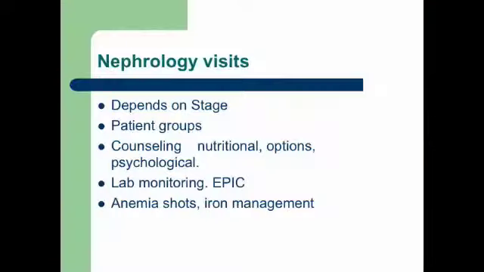So how often do you need to see your kidney doctor? It depends on the stage. In the early stages, maybe once a year. And as the condition progresses, every 6 months, 3 months, and as we get to the stages of early stage 5, we like to see you once a month.